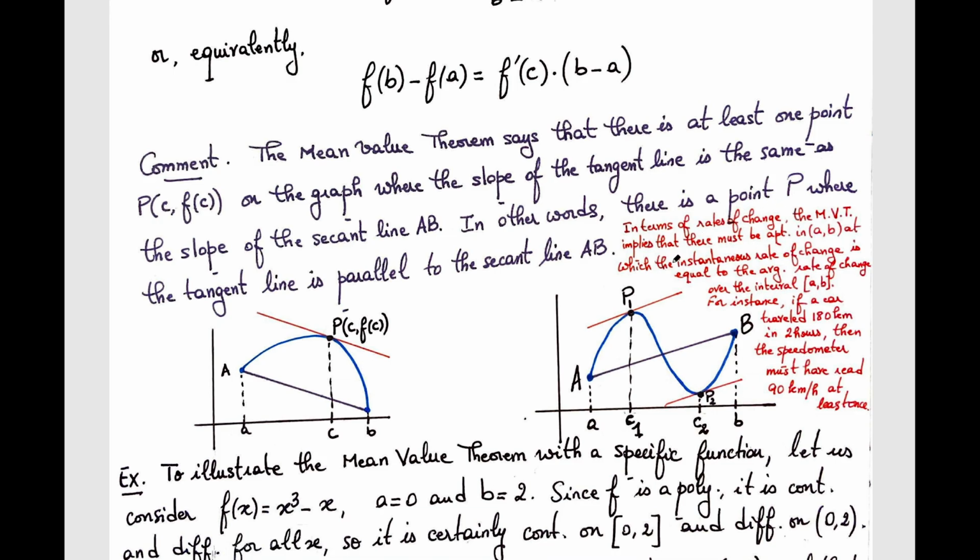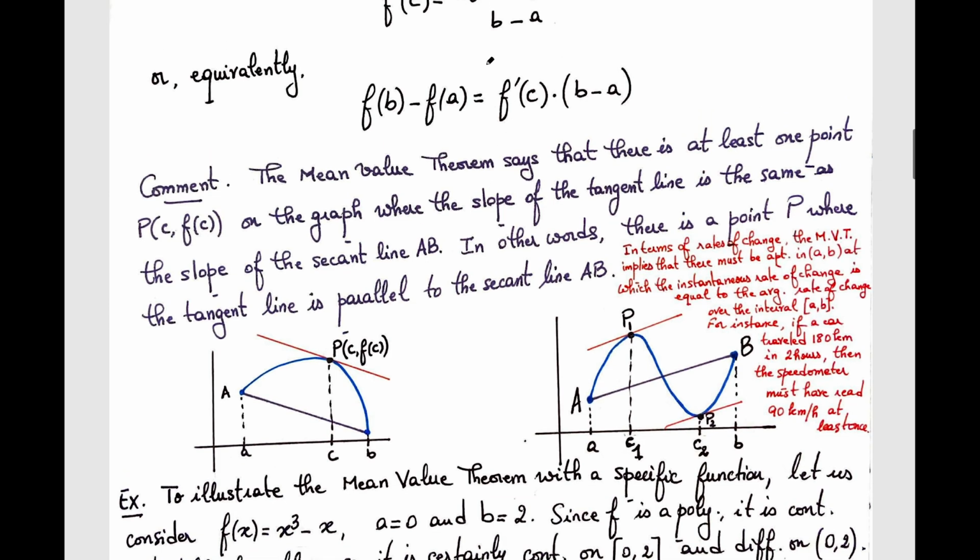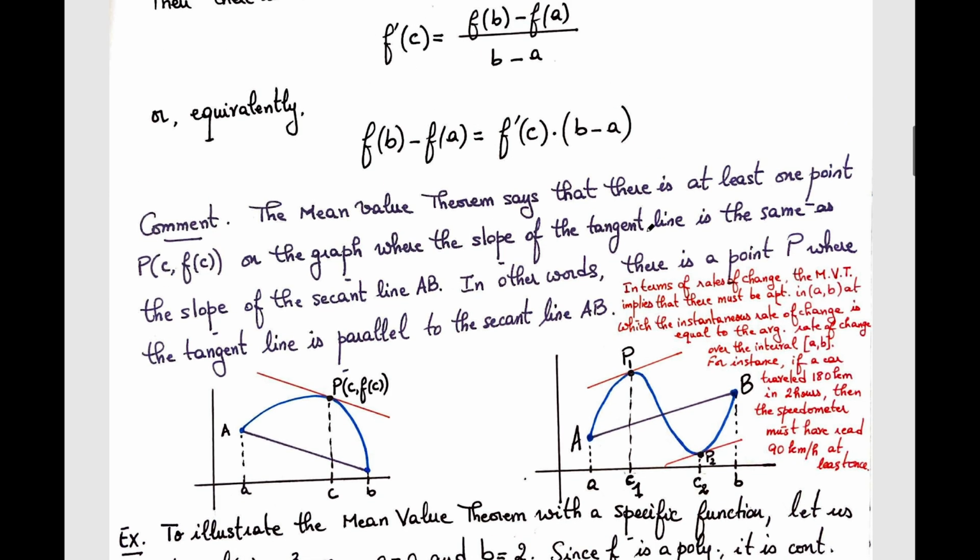Let's look at this red note I have here. In terms of rates of change, the mean value theorem, MVT for short, implies that there must be a point in (a, b) at which the instantaneous rate of change, f prime of c, is equal to the average rate of change over the interval a, b, correct?